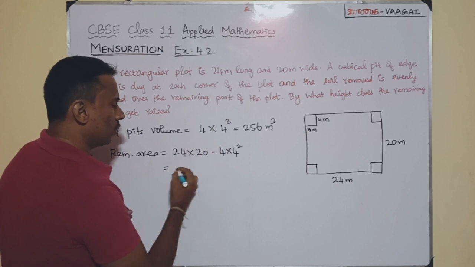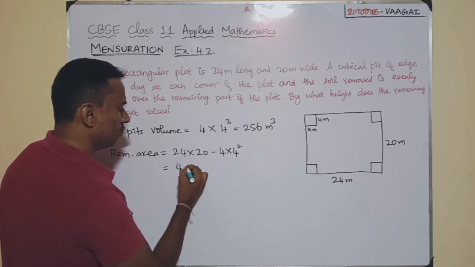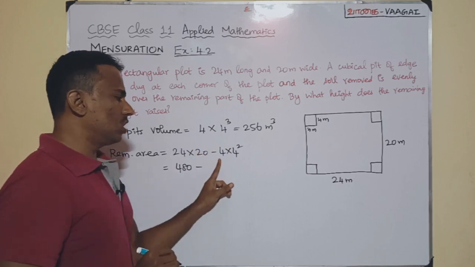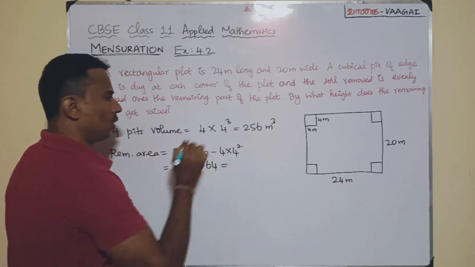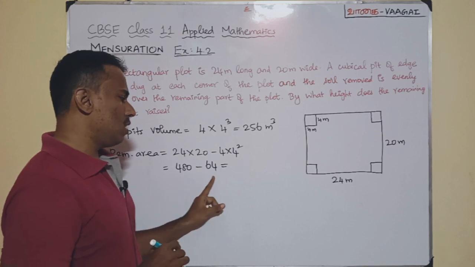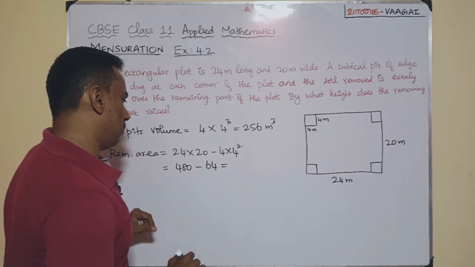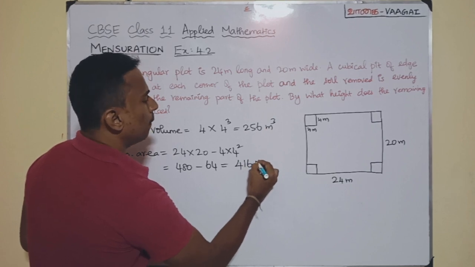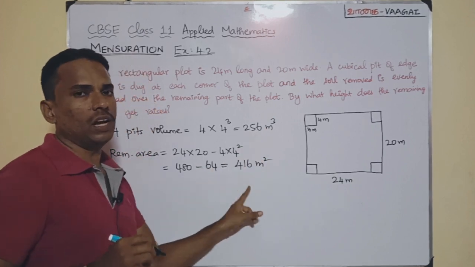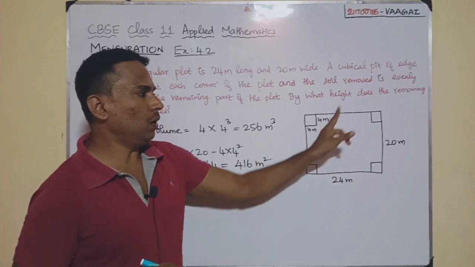Okay. Now this will give you what? So 24 into 20 will be 480 minus. Now this is 4 into 4 square. This will be 4 cube, which is going to be 64. So now I will be having what? 480 minus 64. This will be 416 meter square. So this will be the leftover area of the plot.